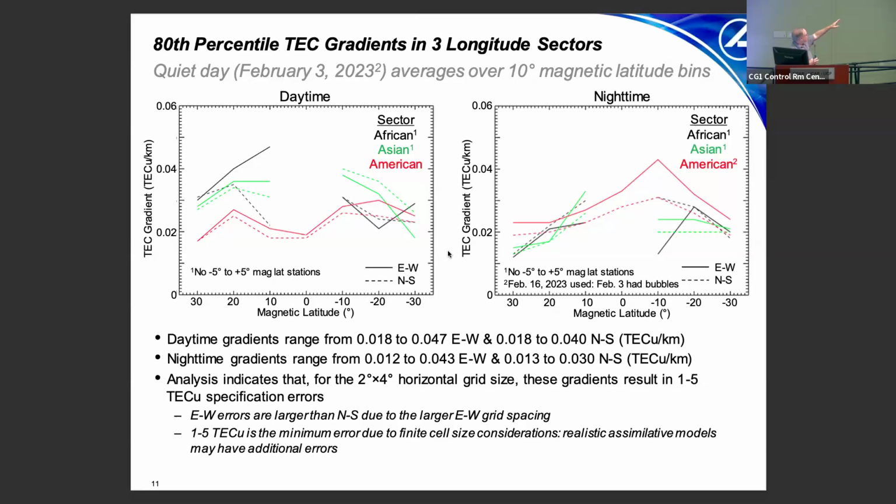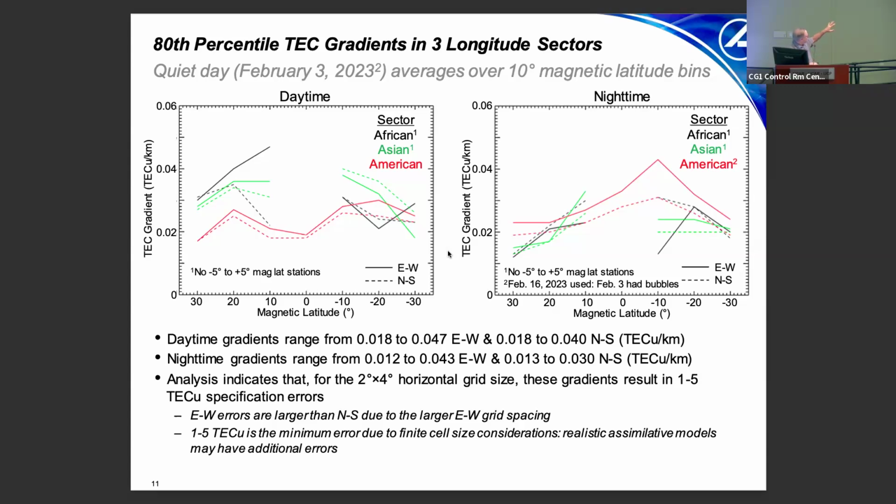The day that we picked to analyze, which was February 3rd, 2023, we happened to have bubbles in the night side on that day. So I'm actually not showing you that day for the red curves that go through the equatorial region. I'm showing a different day that didn't have bubbles. If I showed you the day that had bubbles, that curve goes off the chart because there's high structure there. That's the case we're trying to avoid. You're going to need a lot more data to be able to resolve those kinds of spatial scales.